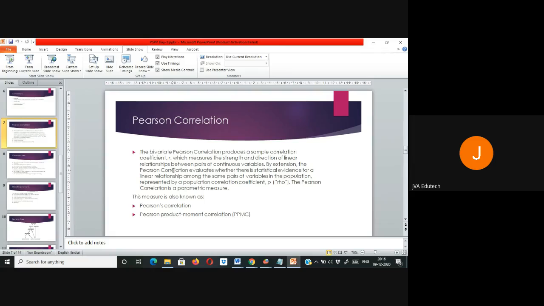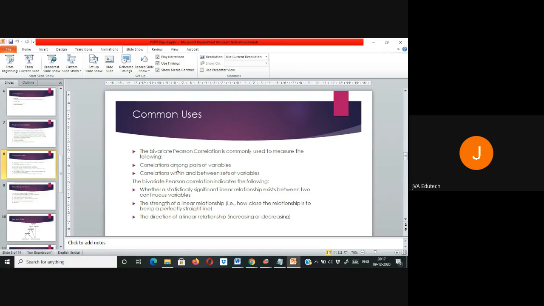And correlation evaluates whether there is statistical evidence for a relationship among the same pairs of variables in the population. This is represented by a population correlation coefficient known as rho. This is a parametric measure. Already I have told you the non-parametric equivalent is Spearman. This is also known as Pearson correlation or Pearson product moment correlation. The common use of this correlation is that it checks the correlation among pairs of variables, and correlation within and between sets of variables.